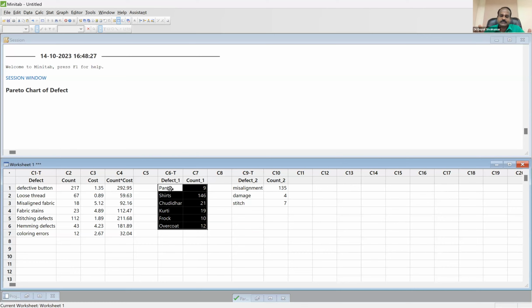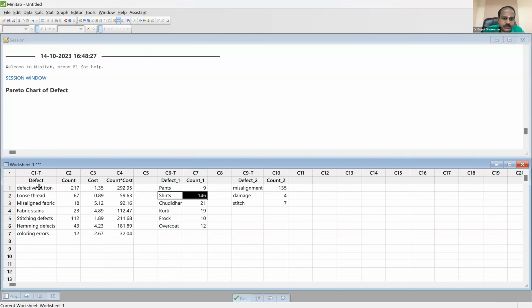Now, since it's a garment industry, you see different types of garments. But in your company, you will have different types of products, or you might have different types of services. Always you must have this kind of data available so that you can understand the problem specifically. So when I look at the split up of the 217, I understand the shirt section is the major contributor. Am I right? The defective button is happening more in number in the shirt section.